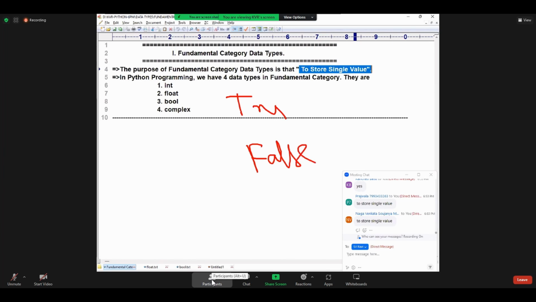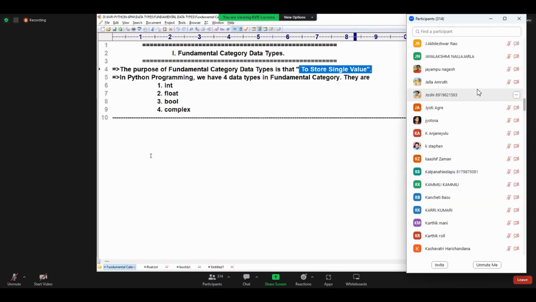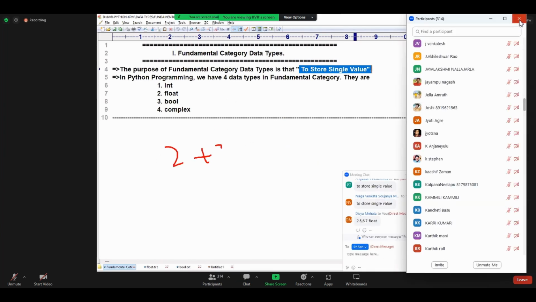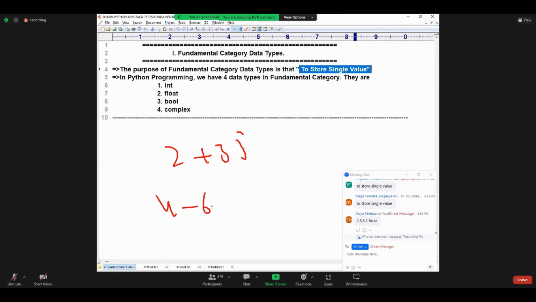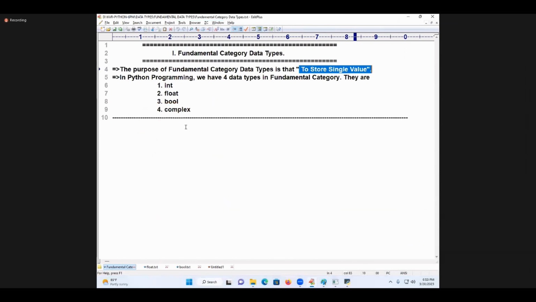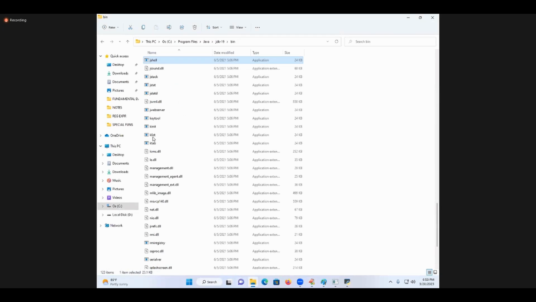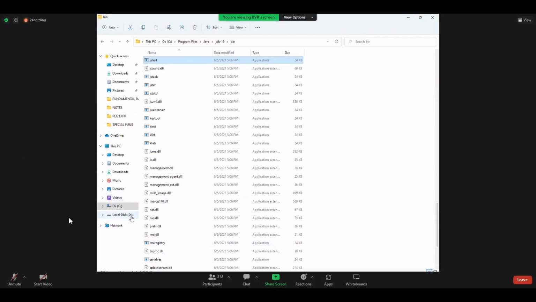False. These are all called what? Bool. Next is called what? 2 plus 3j and 4 minus 6j. These are all called which type? Complex types they are called. Are you understanding? This comes under which category? Fundamental category. Very good.